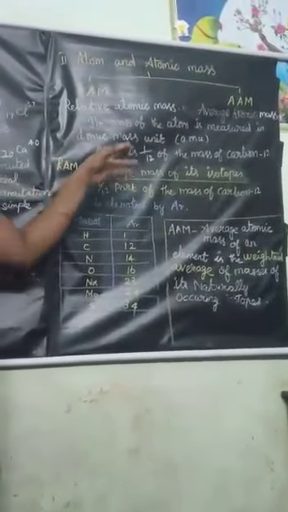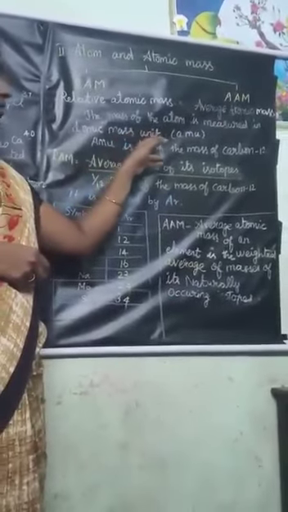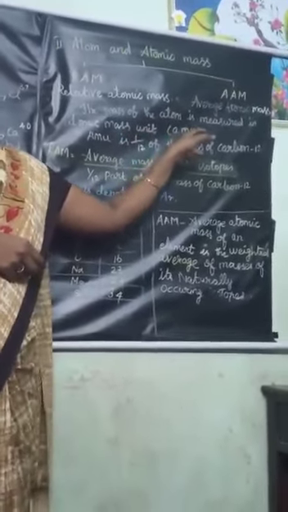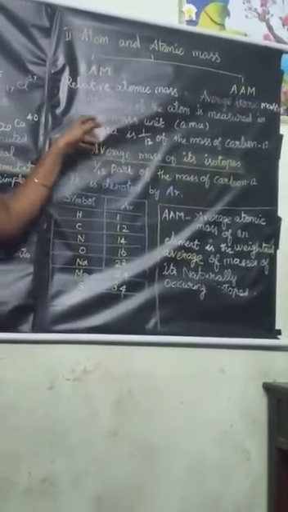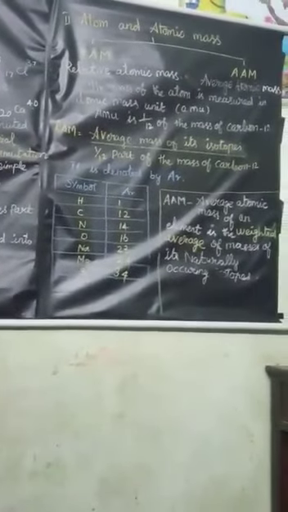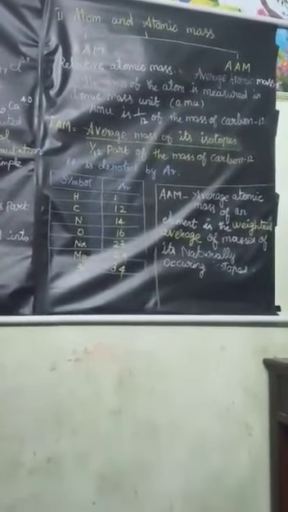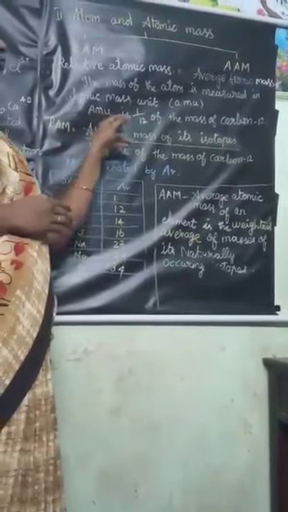How can we measure the mass of the atom? Mass of the atom is measured in atomic mass unit, that is AMU, short form of AMU. AMU means atomic mass unit. So what is the AMU? AMU is 1/12 of mass of carbon 12 atom. Carbon 12 is an isotope of carbon. Why do we take this carbon 12? Because it consists of 6 protons and 6 neutrons. So that is why we take AMU as 1/12 of mass of carbon 12 atom.